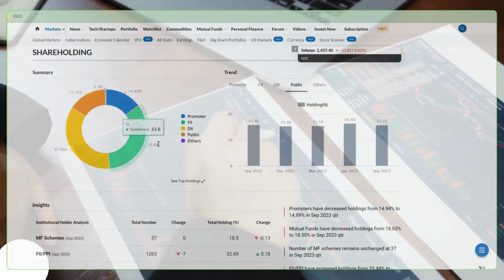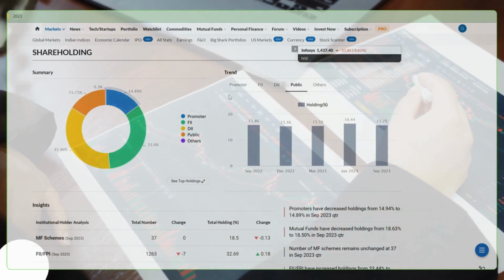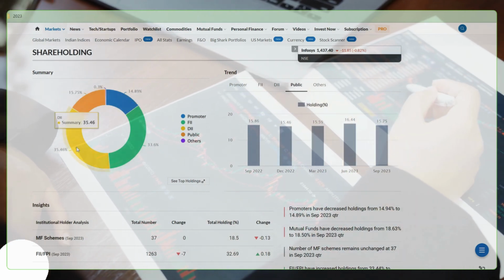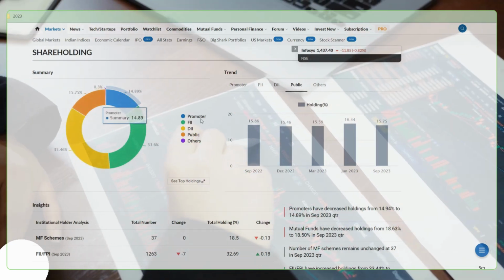So this kind of company also we can consider. Not that it should always be 50%, but if promoters are less than 50% and FIIs, DIIs are not there, and all the stocks are with the public, then avoid that kind of company.